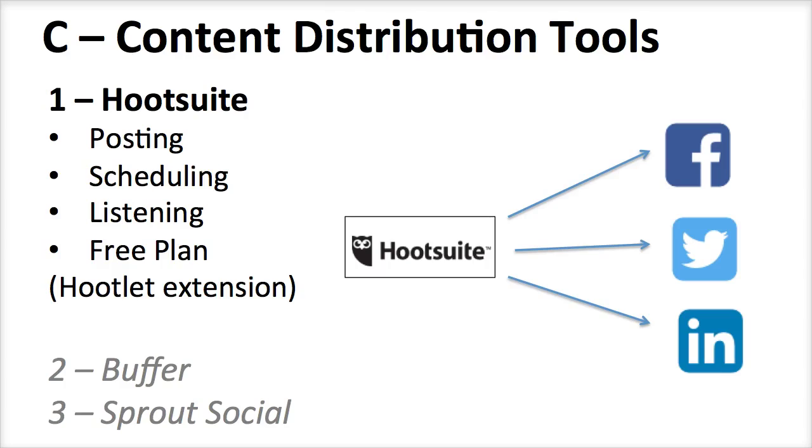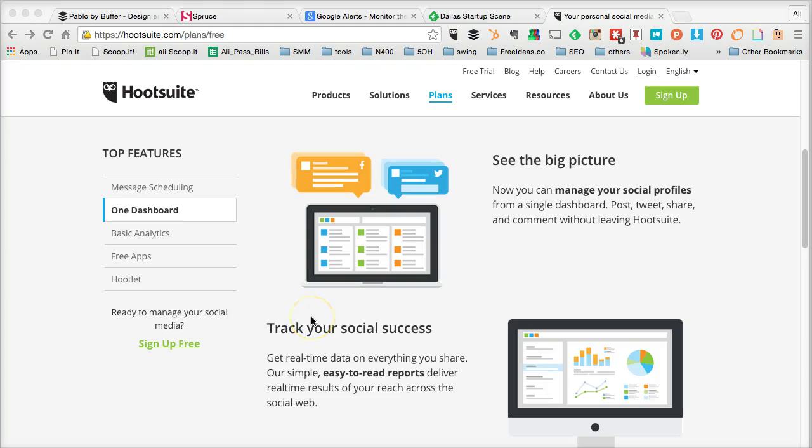Now let's look at some of the content distribution tools you can use to distribute your content on your social media channels. There are tools like Hootsuite, Buffer, Sprout Social, which are really good content distribution tools. My favorite one, and the one I recommend, is Hootsuite. It's really good for posting, scheduling content, listening, and in their free plan, I believe you can connect 3 social media channels. Let's do a quick demo of Hootsuite.